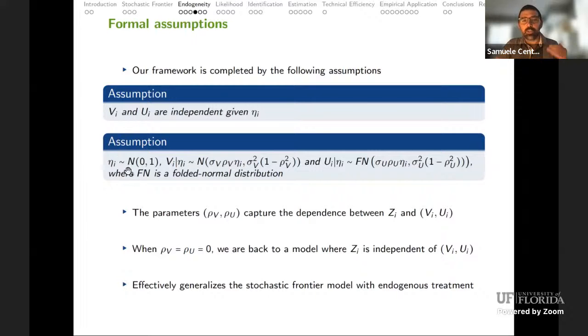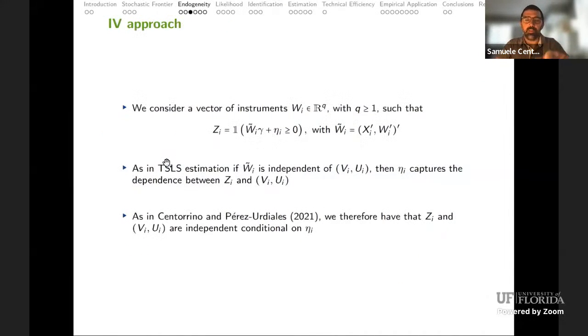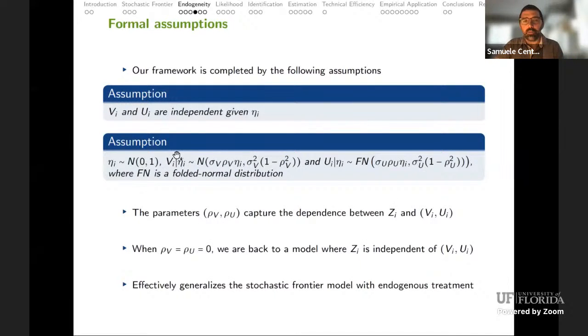So I'm going to assume that eta follows a standard normal. So basically, with this assumption, this model becomes a probit model. Okay, so that's a probit assignment mechanism. I'm going to assume that conditional on eta, v_i follows a normal distribution, and I'm going to assume that conditional on eta, u_i follows a folded normal distribution. And I will just get into some of the properties of this distribution in a minute.